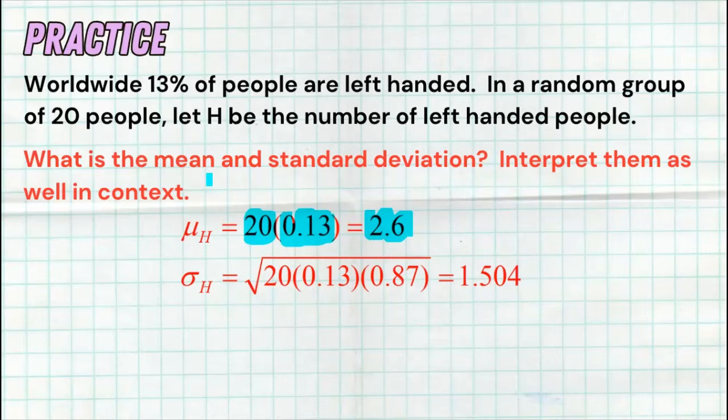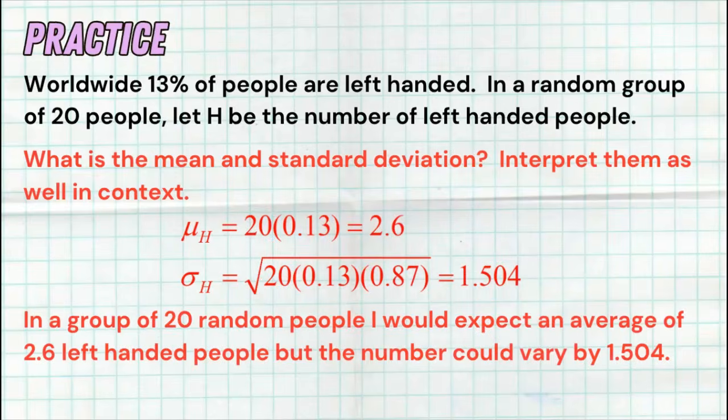So now we're going to calculate the standard deviation by taking 20 times 0.13 times the failure rate, 0.87, and don't forget that giant square root, and we get 1.504. So in a group of 20 people, I would expect an average of 2.6 left-handed people, but that number of left-handed people could vary by 1.504. So that's exactly how you would interpret it. The formulas are pretty easy, but make sure to interpret.